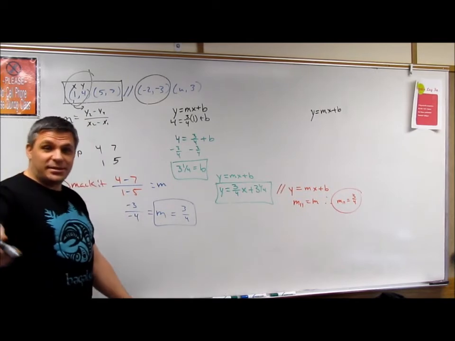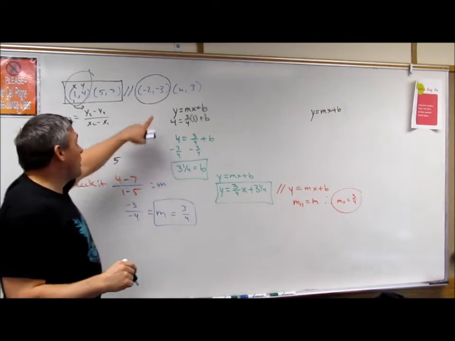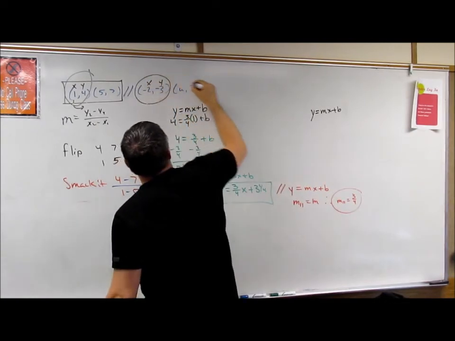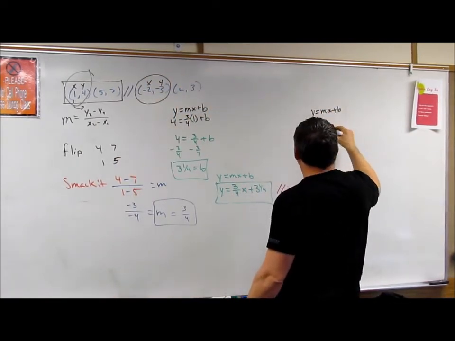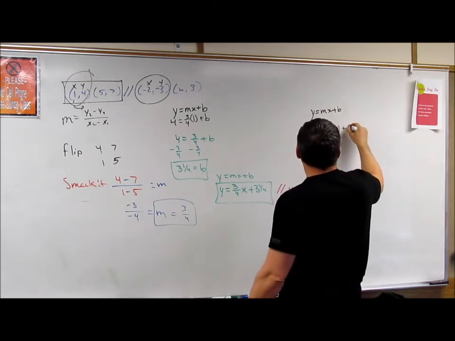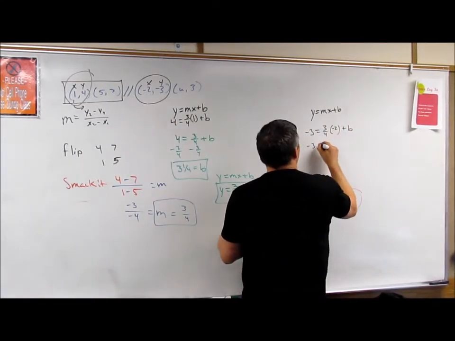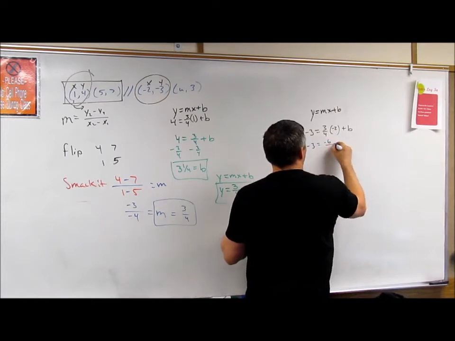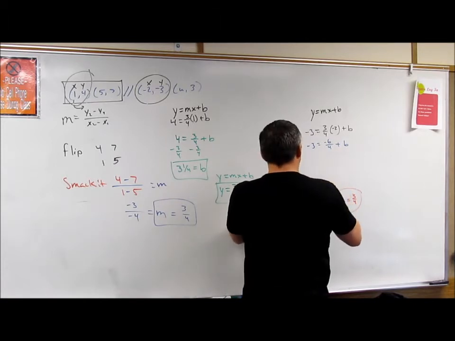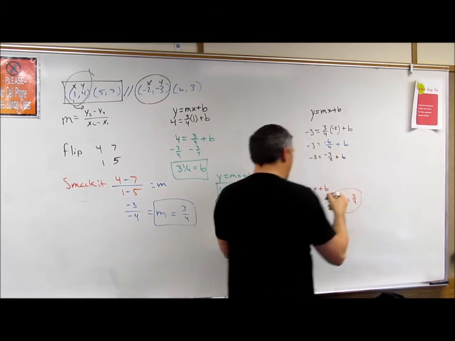Next chapter, we'll work on that. But right now, we don't have that. So, we plug these in. It's easy. So, I have X and Y. So, I have -3 equals 3/4 times X, which is -2, plus B. Okay? So, I have -3 equals -6/4 plus B, which is -3 equals -3/2 plus B.